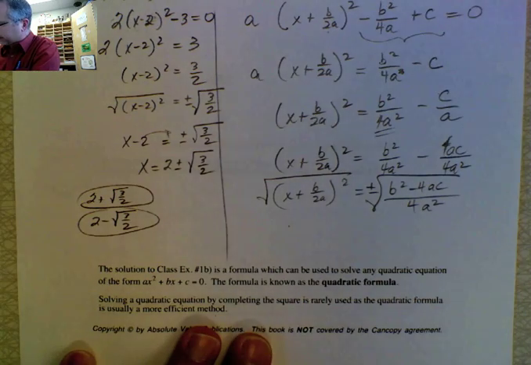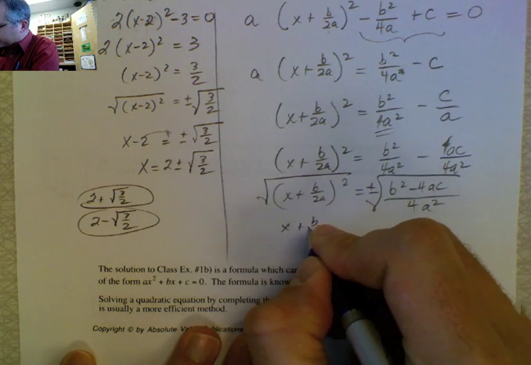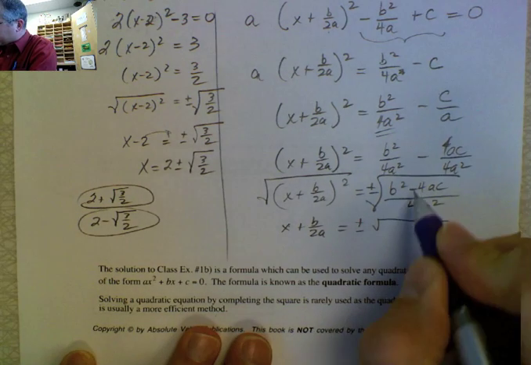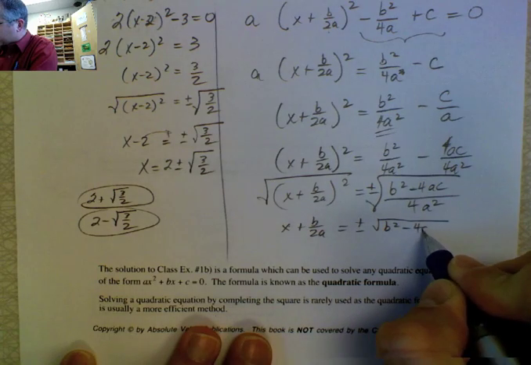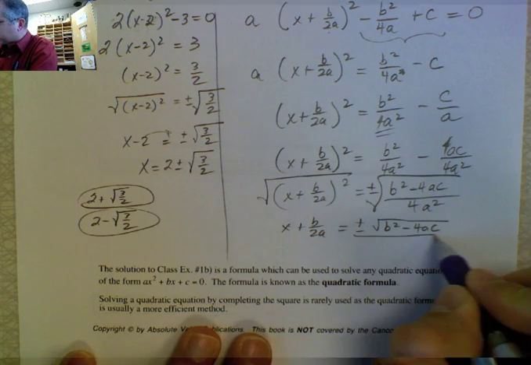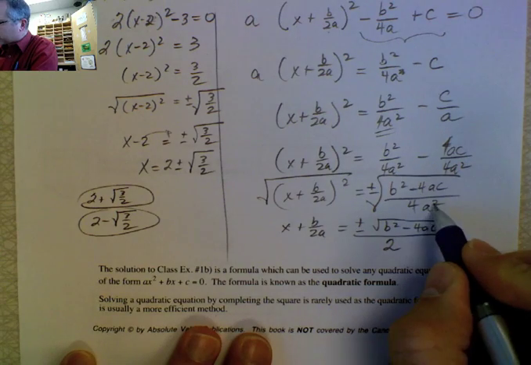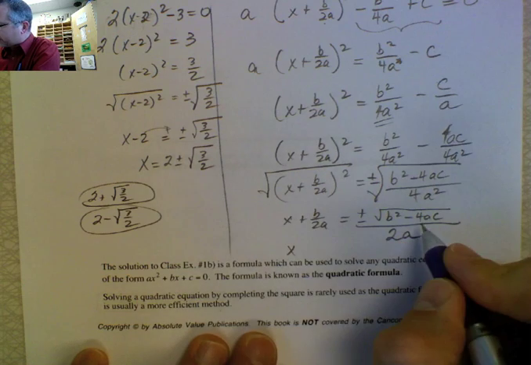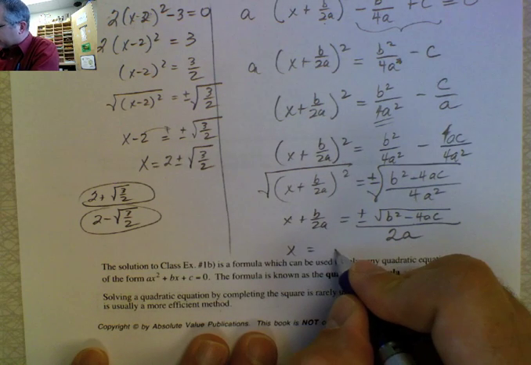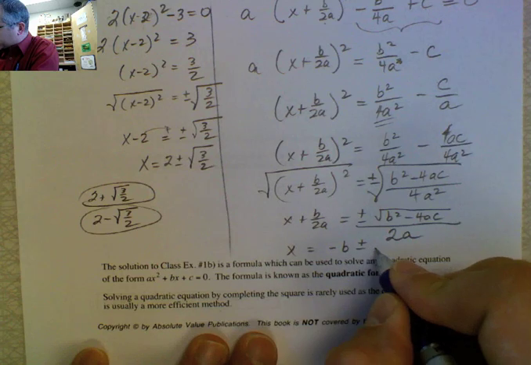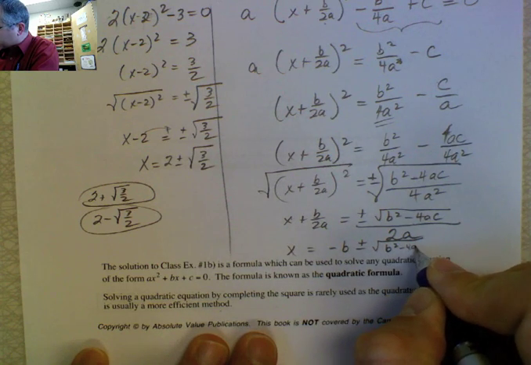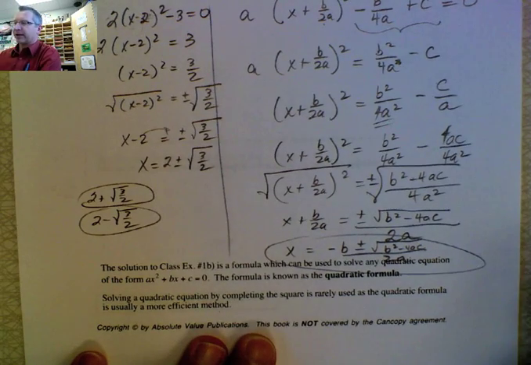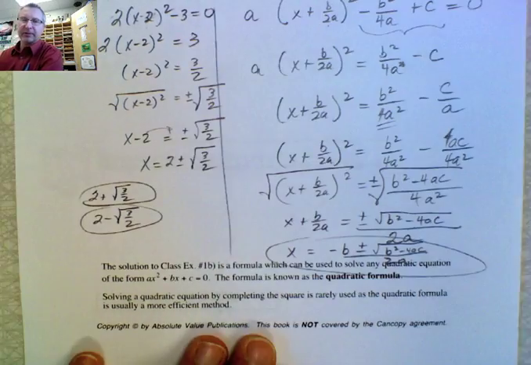Well, that leaves you with x plus b over 2a. This leaves us with plus or minus. If we look at the numerator, it's the square root of b squared minus 4ac. If we square root the denominator, square root of 4 is 2. Square root of a squared is just a. And the last thing that we do is we subtract b over 2a to the right side. So we get negative b plus or minus the square root of b squared minus 4ac all over 2a. There's our quadratic formula. We actually created it by using completing the square.